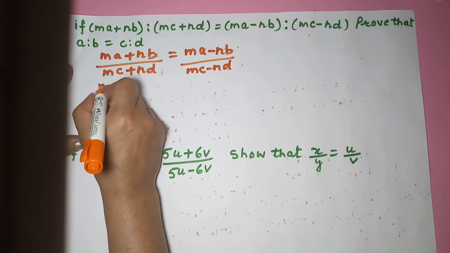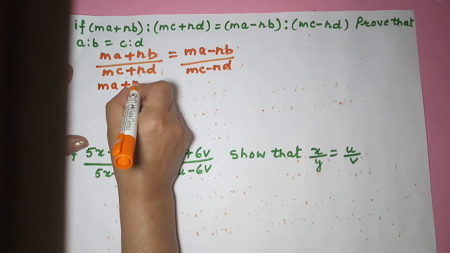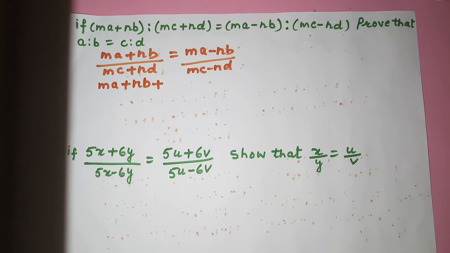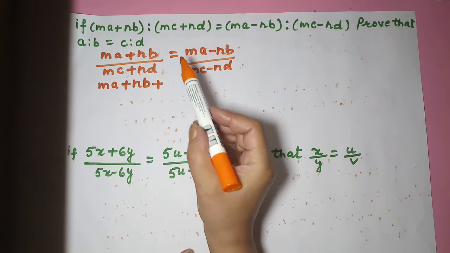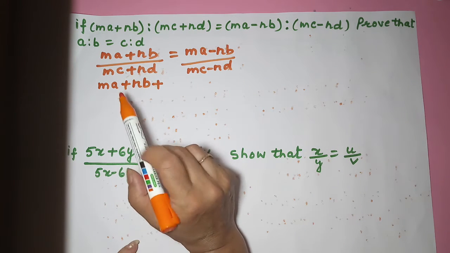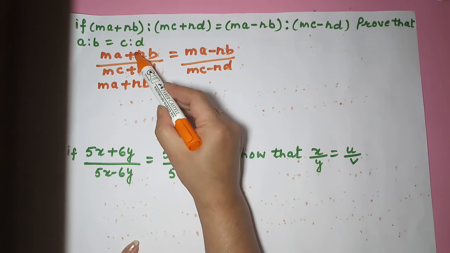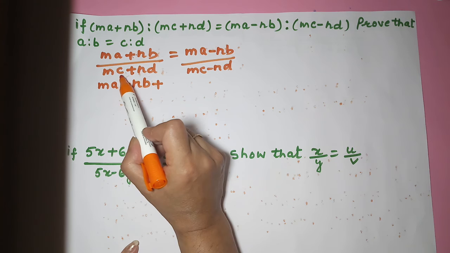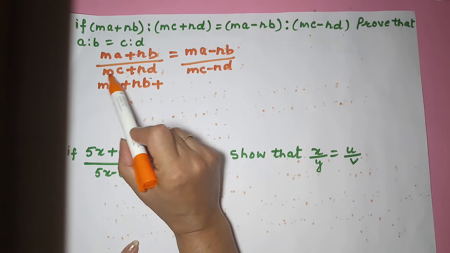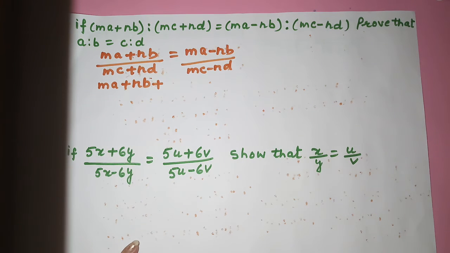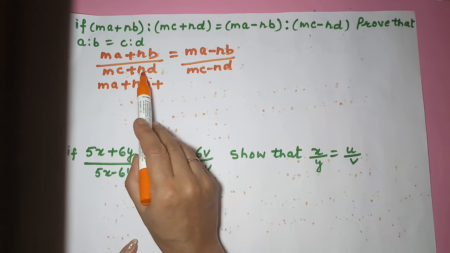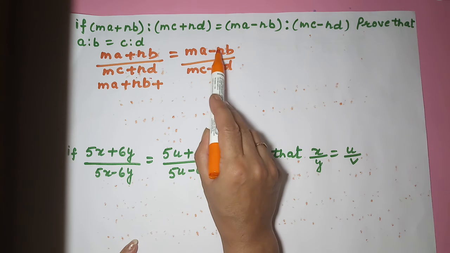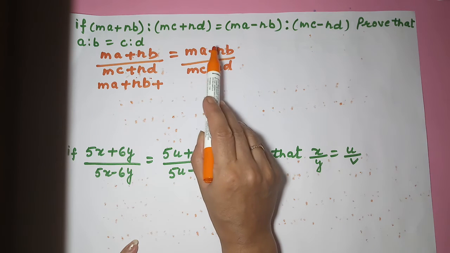So what does that mean? That means ma numerator plus denominator. Oh, now tell me one thing. Can I apply componendo and dividendo here? Because I have both the signs positive. And if this is A and B, here in the denominator also I need A and B. But I don't have. I have MC plus ND. Where is A and B? It is here. Isn't it? So what will I do?